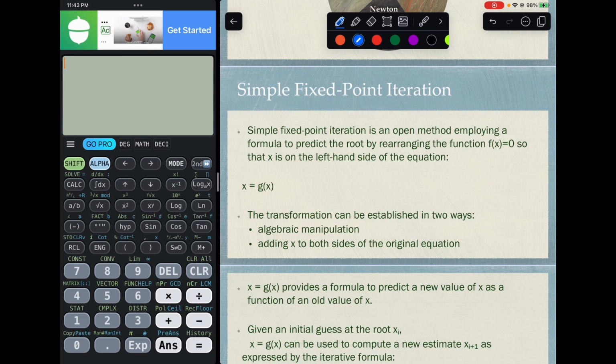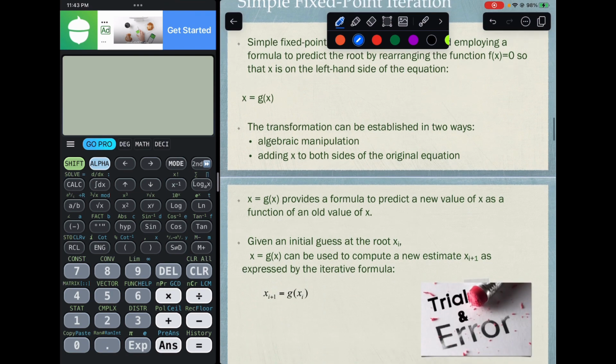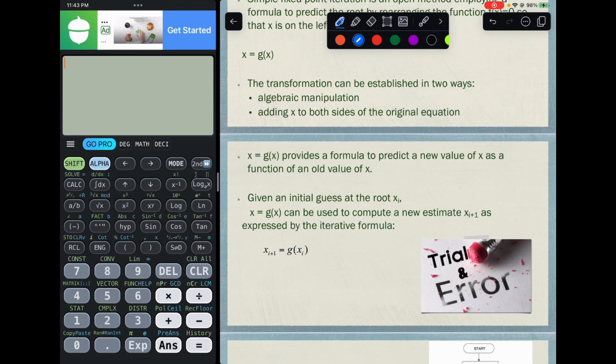And then from there, we do the iteration by simply substituting the initial value for x using the g of x function. The transformation of the equation can be done through algebraic manipulation or just by adding x to both sides of the original equation. So x equals g of x provides a formula to predict a new value of x as a function of an old value of x.